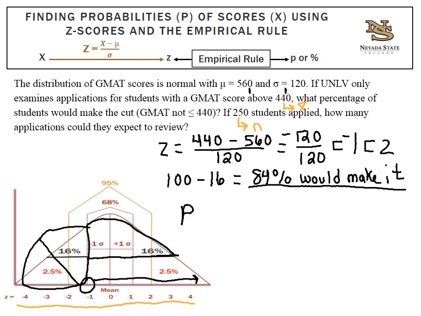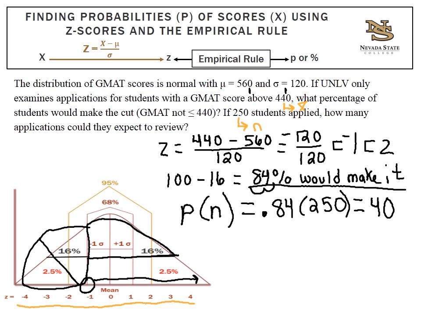So when we take P times, remember, 250 applied, and we want to know how many of those 250 would be reviewed. So remember, to convert the percentage into a P, you divide by 100. You scoot the decimal place to the left, so 0.84 is P times those 250 students that applied, and you end up with 40. Now, if you do this math, you don't get a whole number. It's okay. Just round. It's totally fine. So 40 would make the cut.